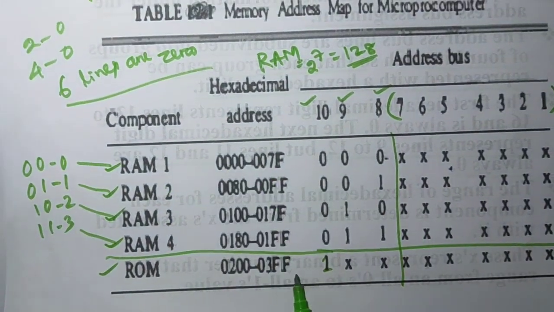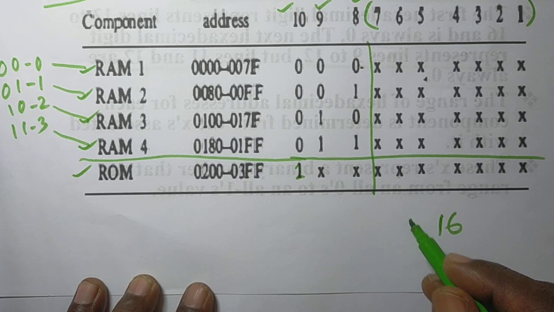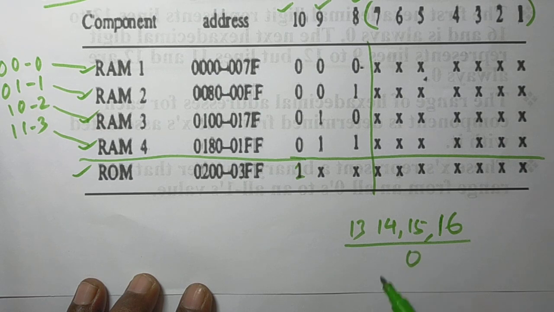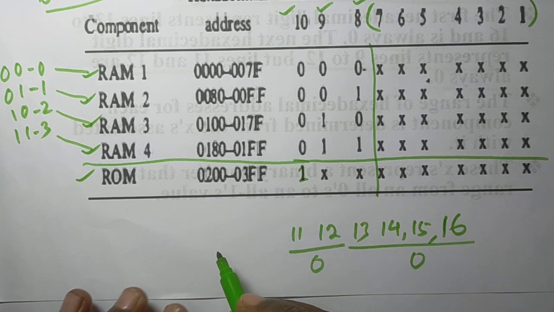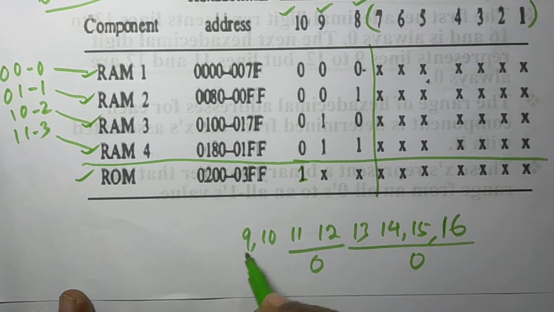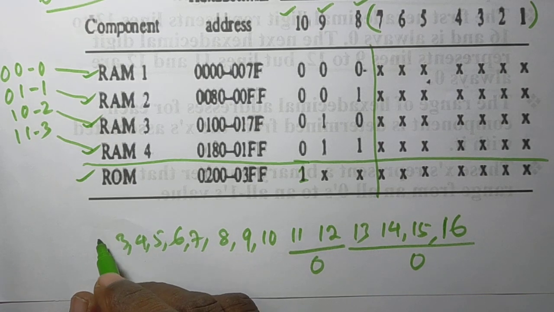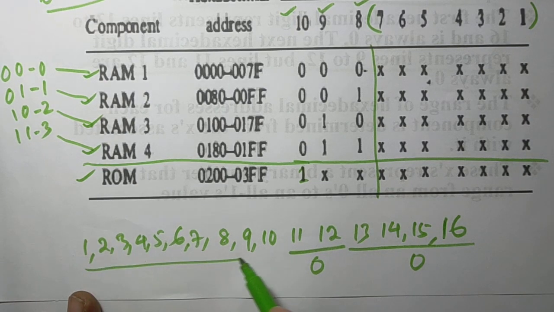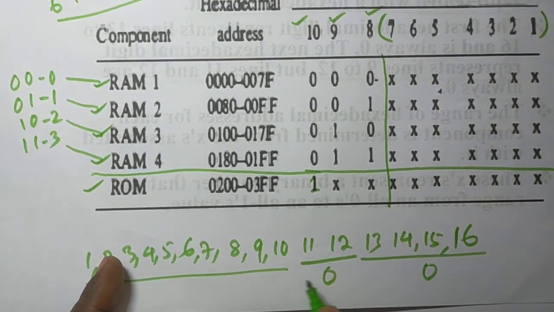So how many lines are 0? Normally we can say 16, 15, 14, 13, the 4 groups, are 0. Again 12 and 11 are 0. The remaining lines, 10, 9, 8, 7, 6, 5, 4, 3, 2, 1, are used in this particular model. So the other part is 0, that means lines 11 to 16 are the 0 values I mentioned here.